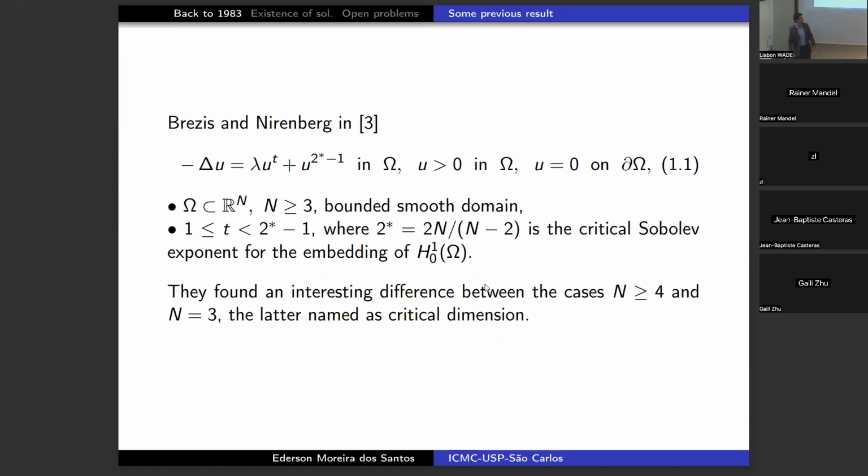Okay, so Brezis-Nirenberg considered this equation here. We have critical growth here, and the exponent t here is subcritical, linear or superlinear, but subcritical. We are in a smooth bounded domain, and 2 star is the critical Sobolev exponent. In 1983, Brezis-Nirenberg found a big difference between the case n equals 3 and n greater or equal to 4.